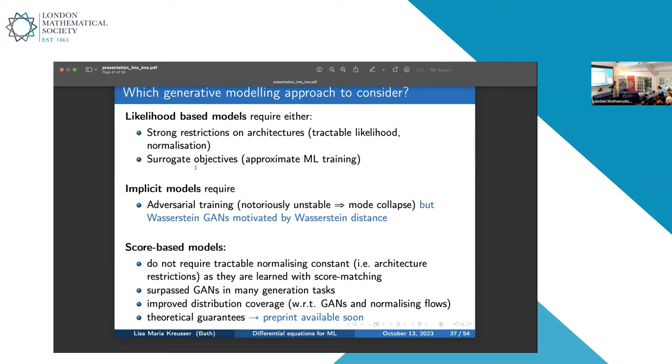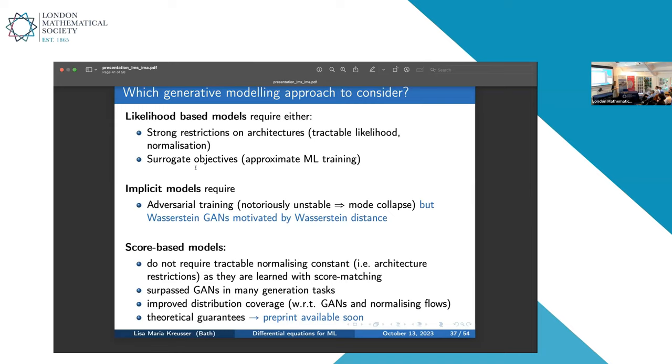Then, on the other hand, one could consider implicit models like GANs, and here the main difficulty is that they may be extremely unstable. Some examples of GANs are the so-called Wasserstein GANs, which were motivated by the Wasserstein distance. And this is actually what I'm also going to talk about later on, that even though they were mathematically motivated, it still doesn't mean that we truly understand what's going on.